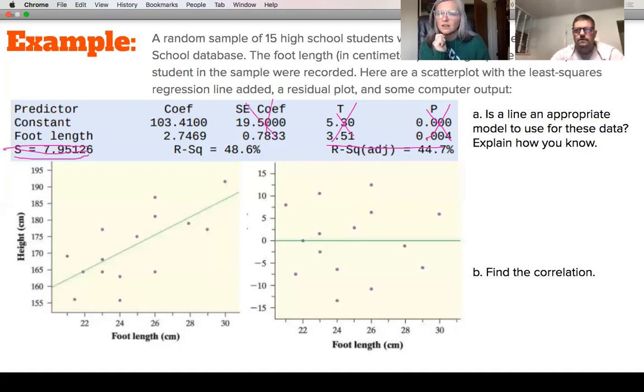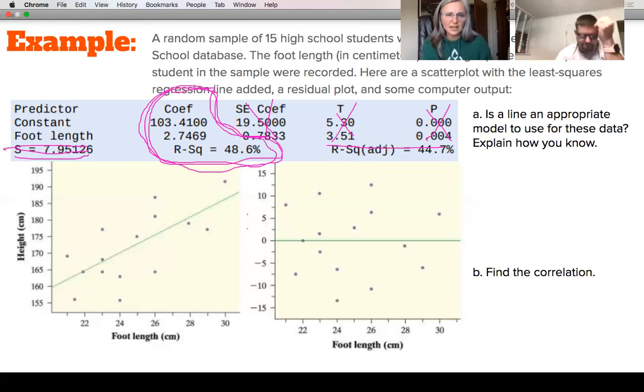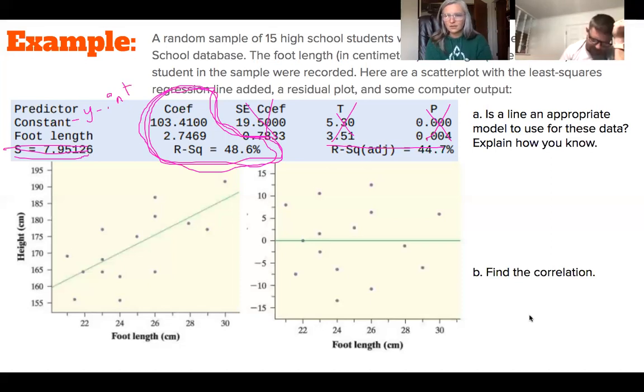This is almost identical to the way they would appear on the AP exam. So you're looking for these coefficients and this R squared value. That's all you're ever really going to be reading. And then look at what it says to the left. It says constant, and by constant you have 103.4, and then foot length 2.7469. Constant is the one without the variable. You call it a y-intercept. And foot length, that's what you're multiplying times X.